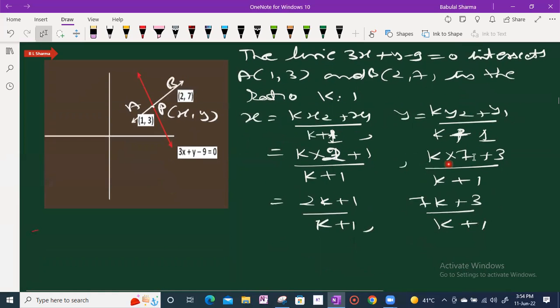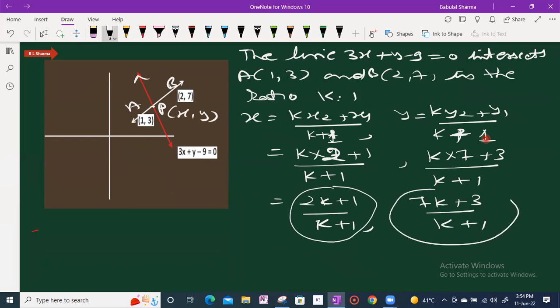Now we know that this point x, y is a solution of this line, because point P lies on 3x plus y minus 9. So this point P, whose coordinates are x equal to (2k plus 1) by (k plus 1) and y equal to (7k plus 3) by (k plus 1), will satisfy this line 3x plus y minus 9 is equal to 0. In place of x you write (2k plus 1) by (k plus 1), and in place of y you write (7k plus 3) upon (k plus 1).